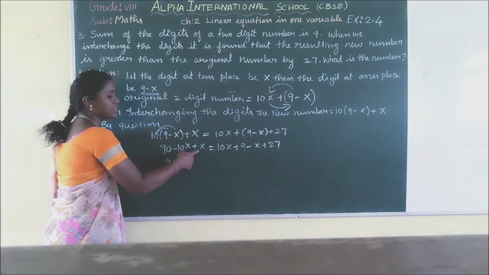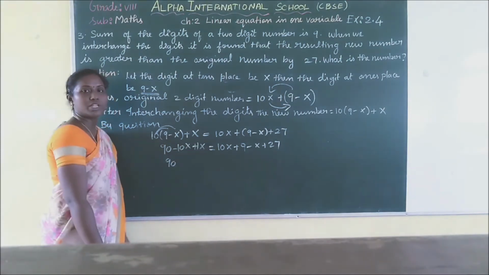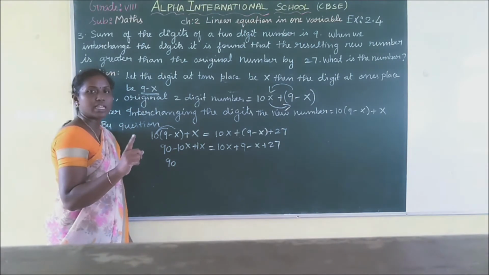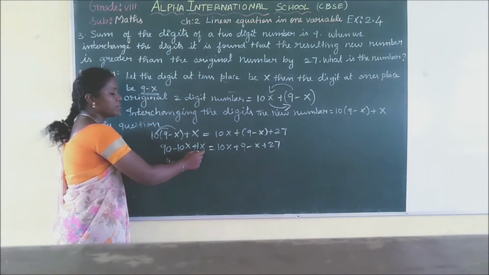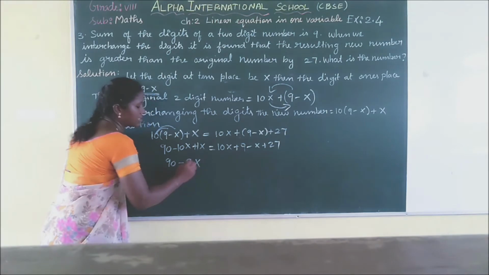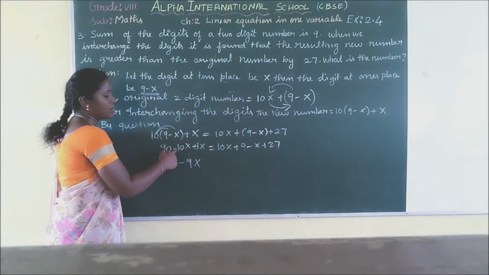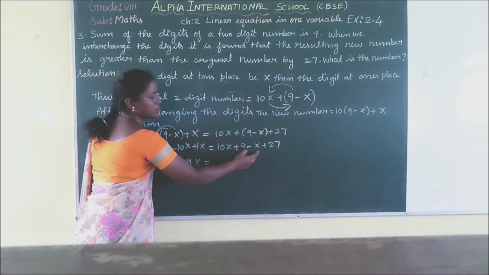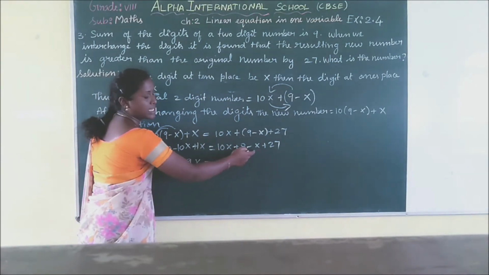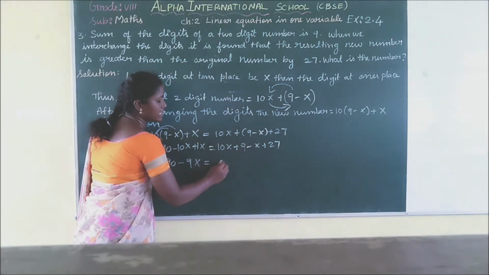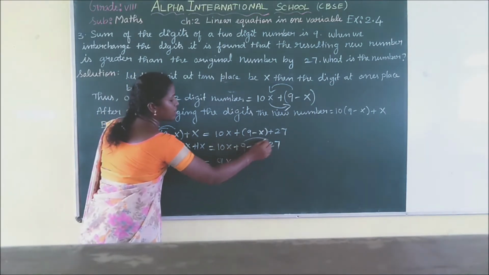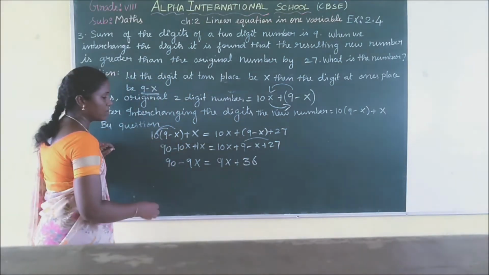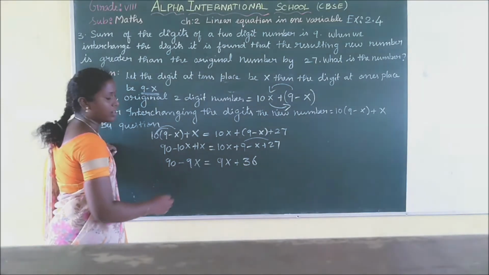90 minus 10x plus x. Plus x simply means the coefficient is 1. So minus 10x plus 1x is minus 9x. So 90 minus 9x is equal to, see, here two x terms are there, one is 10x, the other is minus x. So 10x minus 1x is 9x, and 9 plus 27 is 36.